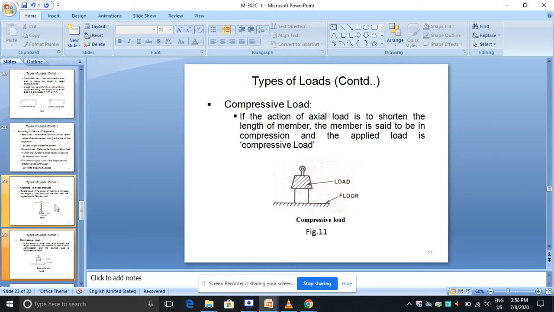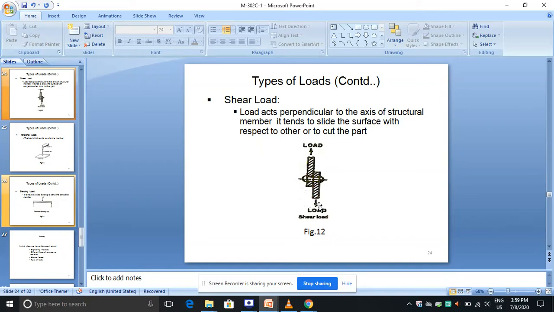Next, compressive load. If the action of axial load is to shorten the length of the member, then the member is said to be in compression and the applied load is called compressive load. See here, this is your member, the load is applied on this one. That means it shortens the member, so we can call it compressive load.